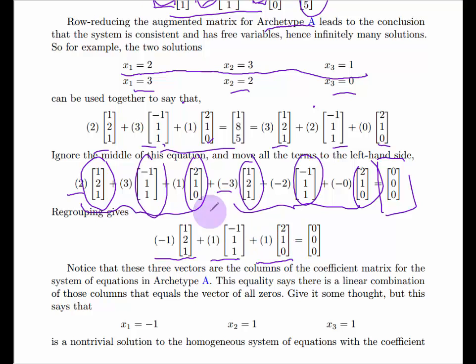Here I have a multiple of 2, 1, 0, another multiple of 2, 1, 0. I get this multiple of 2, 1, 0. So what do we have? We have a linear combination of our three starting vectors that gives us the 0 vector. So that's a very important point, that we have these three vectors that give us a linear combination that is the 0 vector.